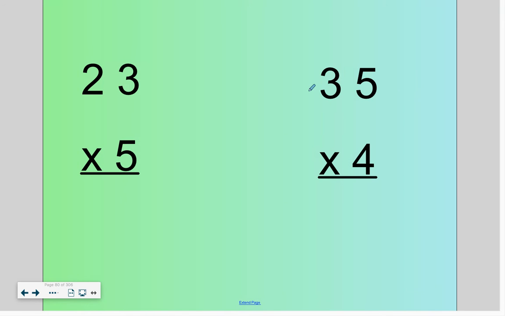Let's try 2 more. 23 times 5. Start with our 5. 5 times 3 is 15. Put our 5, carry our 1. 5 times 2 is 10, plus 1 is 11.